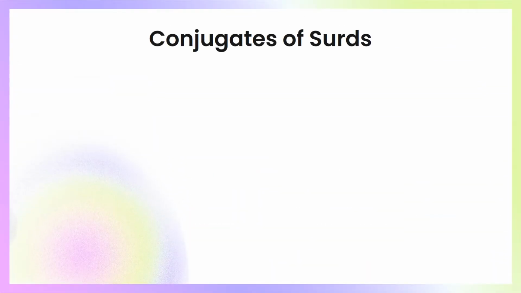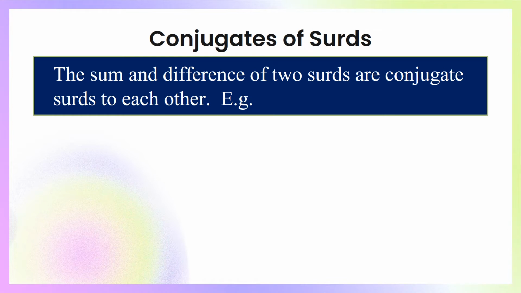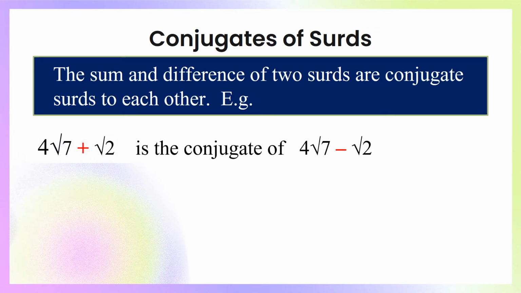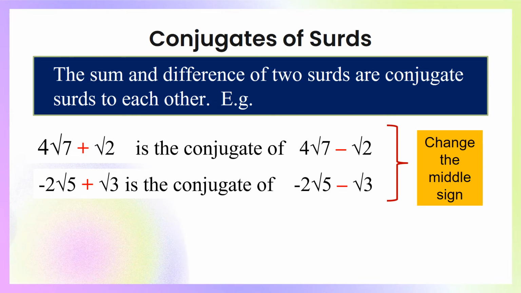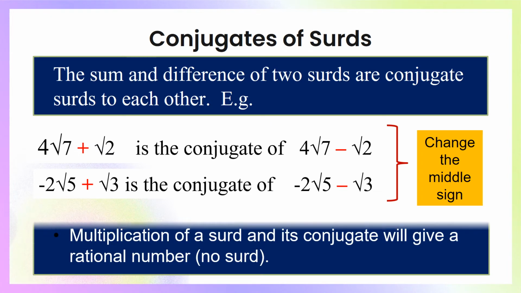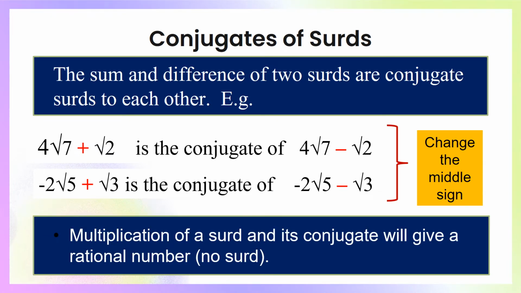And then the conjugate of a surd. The sum and difference of two surds are conjugate surds to each other. For example, 4 root 7 plus root 2 is the conjugate of 4 root 7 minus root 2. Negative 2 root 5 plus root 3 is the conjugate of negative 2 root 5 minus root 3. So actually, for the conjugate of a surd, we change the middle sign. If plus, we change to minus. If minus, we change to plus. Multiplication of a surd and its conjugate will give a rational number. So this is the last rule of surds.